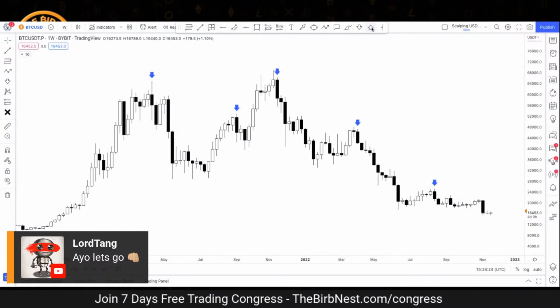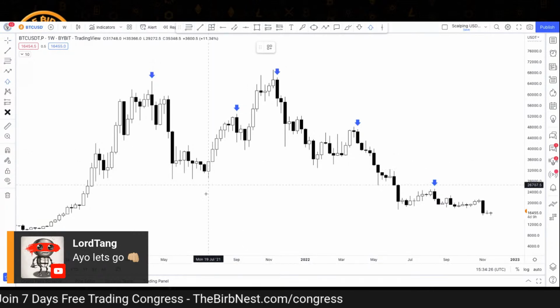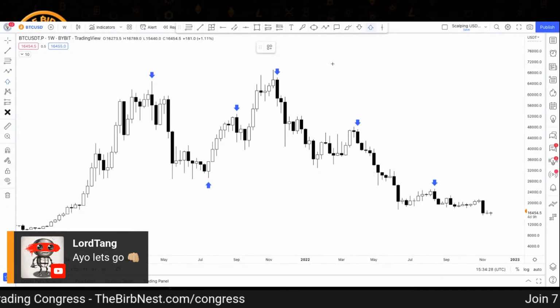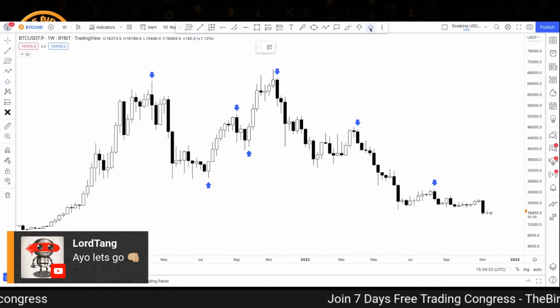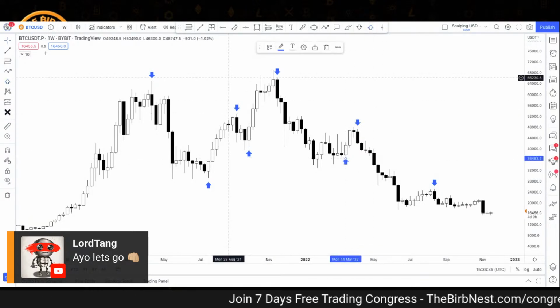Now I'm going to mark the bullish engulfing candles, so we can see from the flip side, which makes for some pretty interesting reading, right?